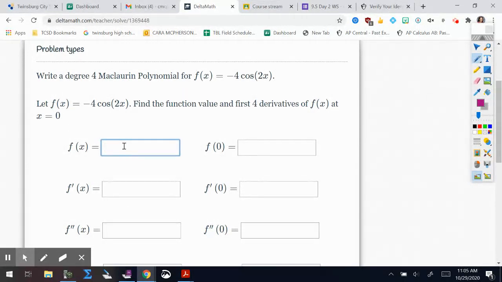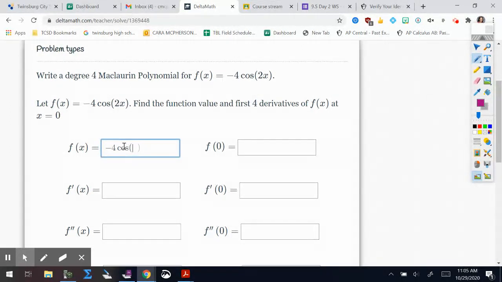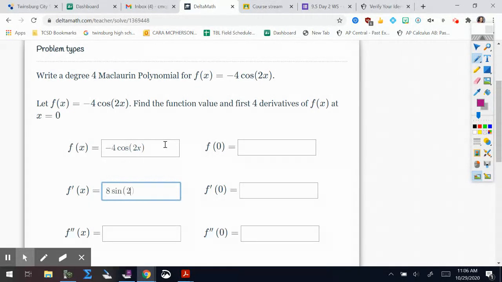So I'm just going to type this in. My original function is -4 cosine of 2x. The derivative of that, all right, so the derivative of cosine is negative, but it's already negative. So I get a sine. And then I also have to derive the angle. When I derive the angle, I get 2. So I'm going to get 8 sine 2x.